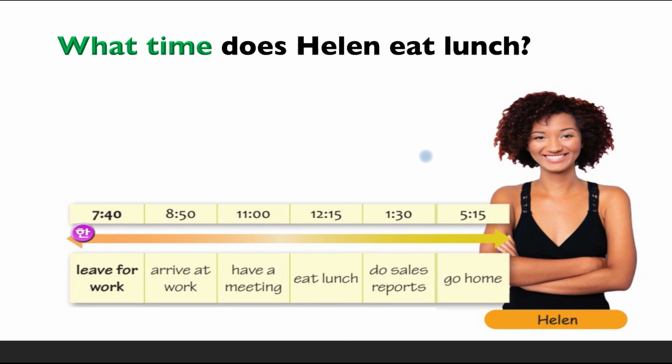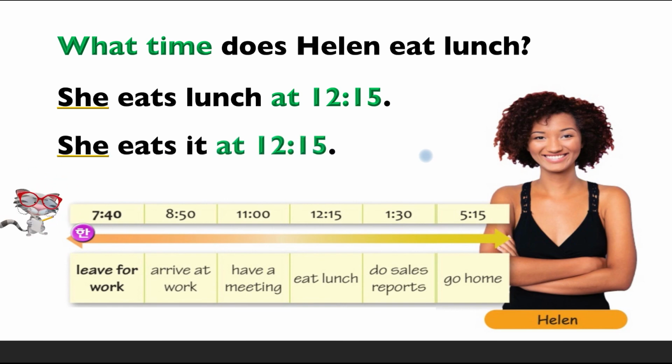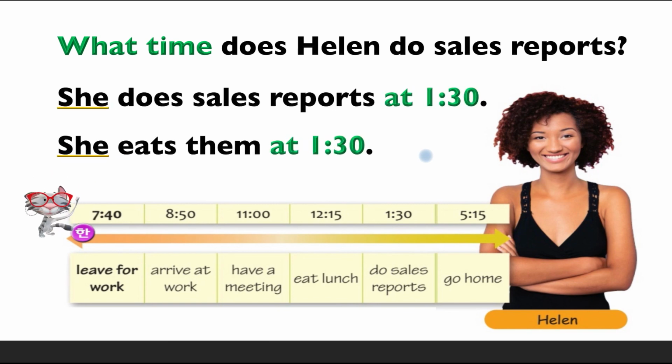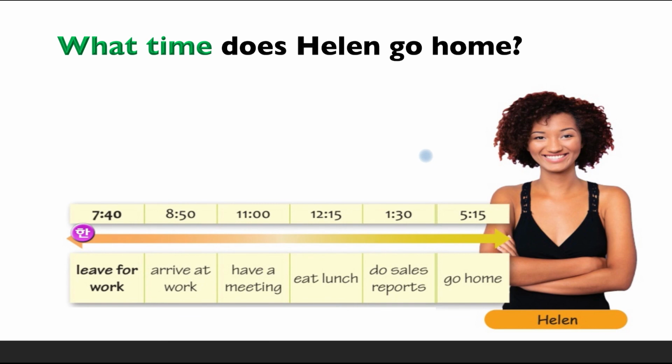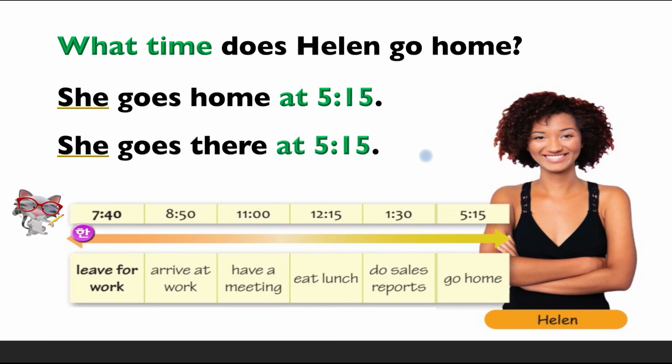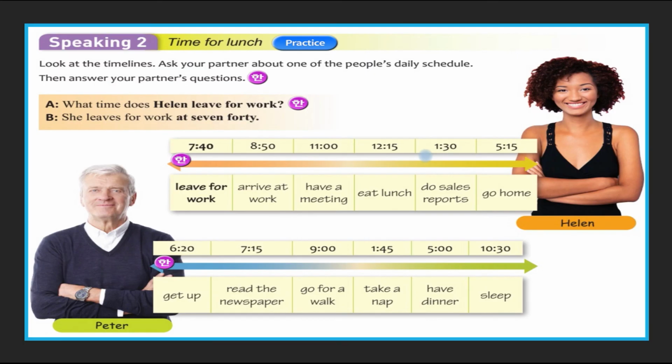What time does Helen eat lunch? She eats lunch at 12:15. Or she eats it at 12:15. What time does Helen do sales reports? She does sales reports at 1:30 p.m. Very good. And the last one, what time does Helen go home? She goes home at 5:15. She goes home at 5:15 because it's a place.